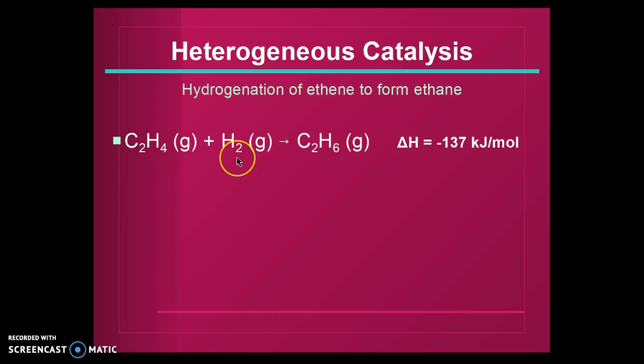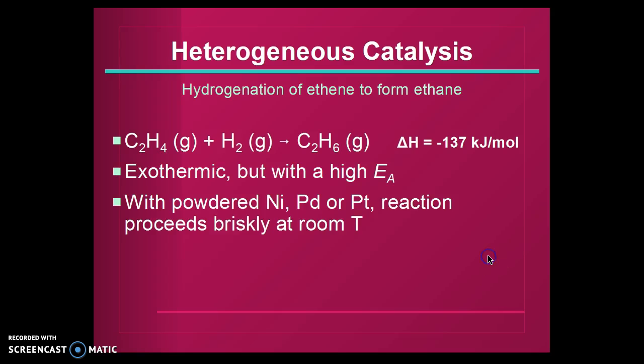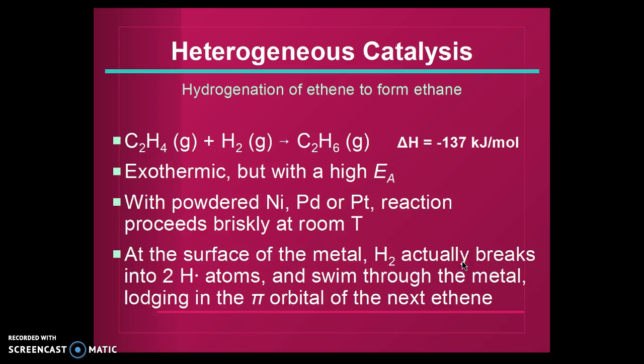Ethene reacts with hydrogen gas to form ethane. It has a fairly generous exothermic character, negative 137 kilojoules, but it has a very high activation energy. If you add powdered nickel, palladium, or platinum, the reaction proceeds briskly even at room temperature. What's happening is at the surface of, for instance, platinum metal, hydrogen is breaking down into two hydrogen atoms. And you notice that little unshared electron. And they swim through the metal surface and lodge in the pi orbitals of the next ethene molecule.